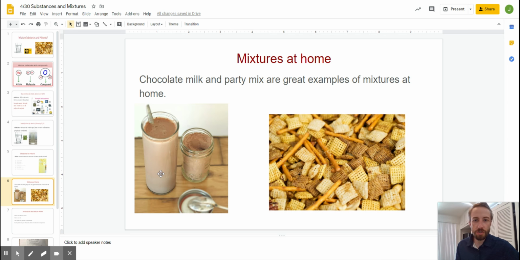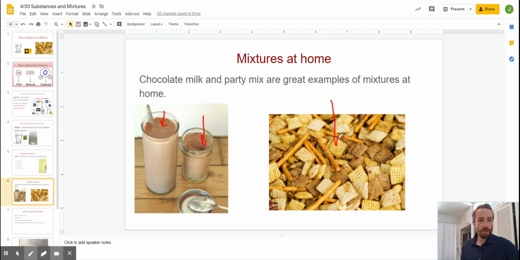Other examples of mixtures would be chocolate milk. So this powder for the chocolate part of it is made from a tree, and the cacao pods are harvested, fermented, dried, ground up, and then we mix this with milk from a cow. And if we really wanted to, we could physically separate those back out by just allowing them time to settle, or we could use filtration to separate the chocolate powder from the milk.